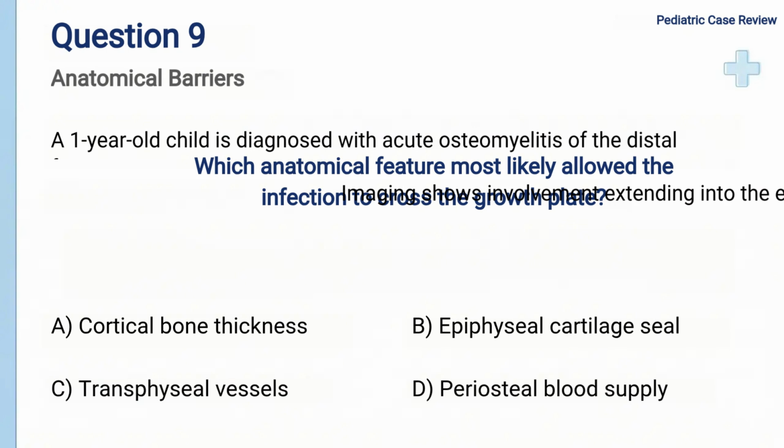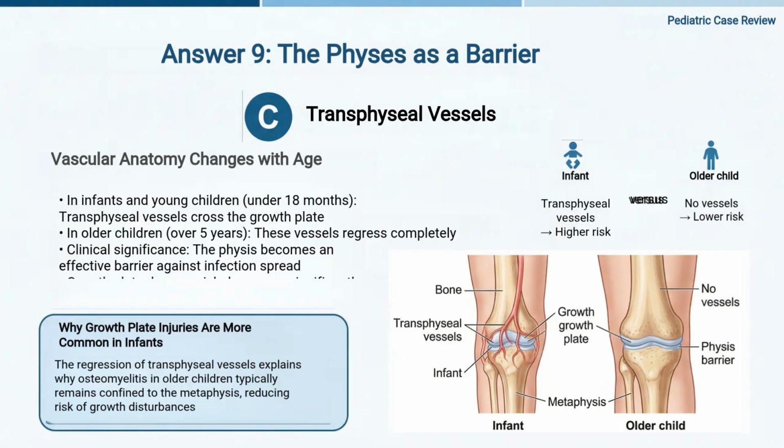Which anatomical feature most likely allowed the infection to cross the growth plate? Option A. Cortical bone thickness. Option B. Epiphyseal cartilage seal. Option C. Transphysial vessels. Option D. Periosteal blood supply. The correct answer is option C. Transphysial vessels. This question reinforces the critical age-dependent anatomy of pediatric bone infection.